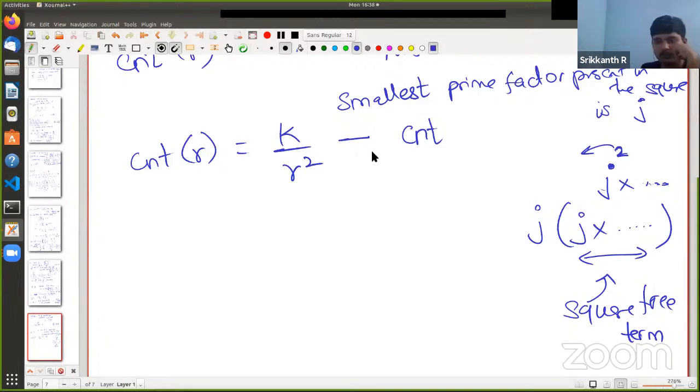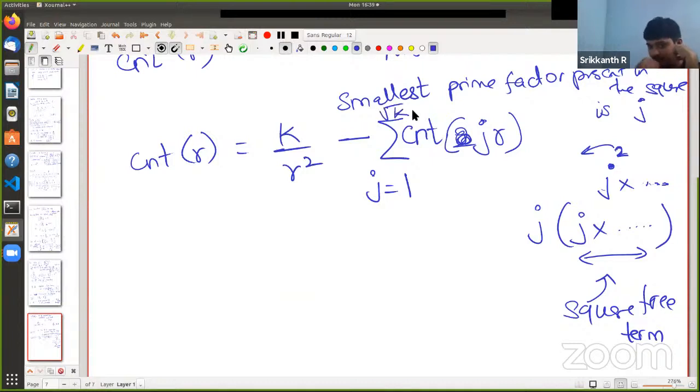Okay? So what we can do is subtract count of, let's say, j into r, for all j from 1 to square root of k, or for all numbers such that j into r is less than or equal to square root of k. Okay, and this formula gives the right answer. So let me explain again why this is true.